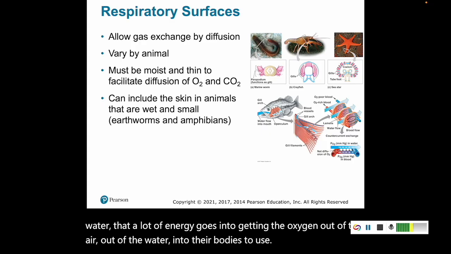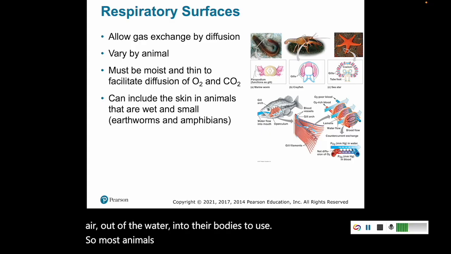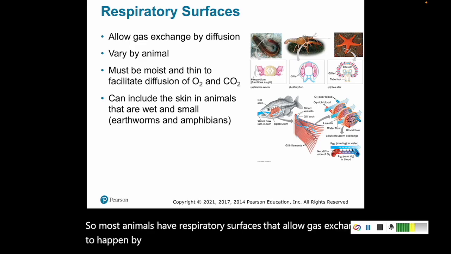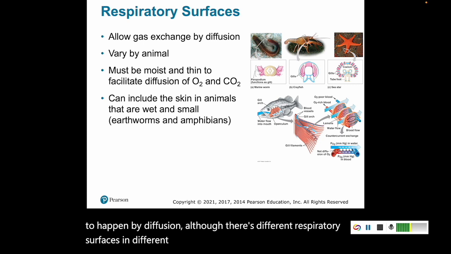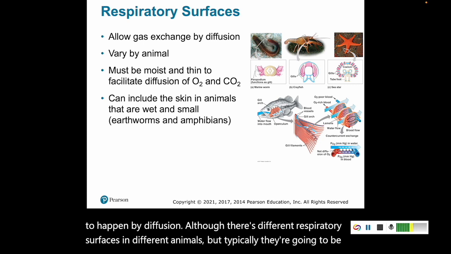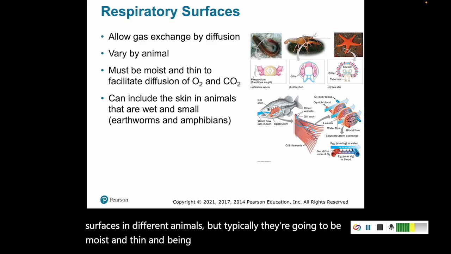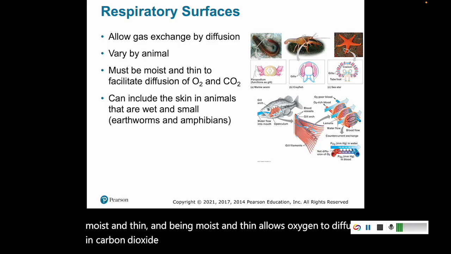So most animals have respiratory surfaces that allow gas exchange to happen by diffusion, although there are different respiratory surfaces in different animals. But typically they're going to be moist and thin. And being moist and thin allows oxygen to diffuse in and carbon dioxide to leave as a waste.